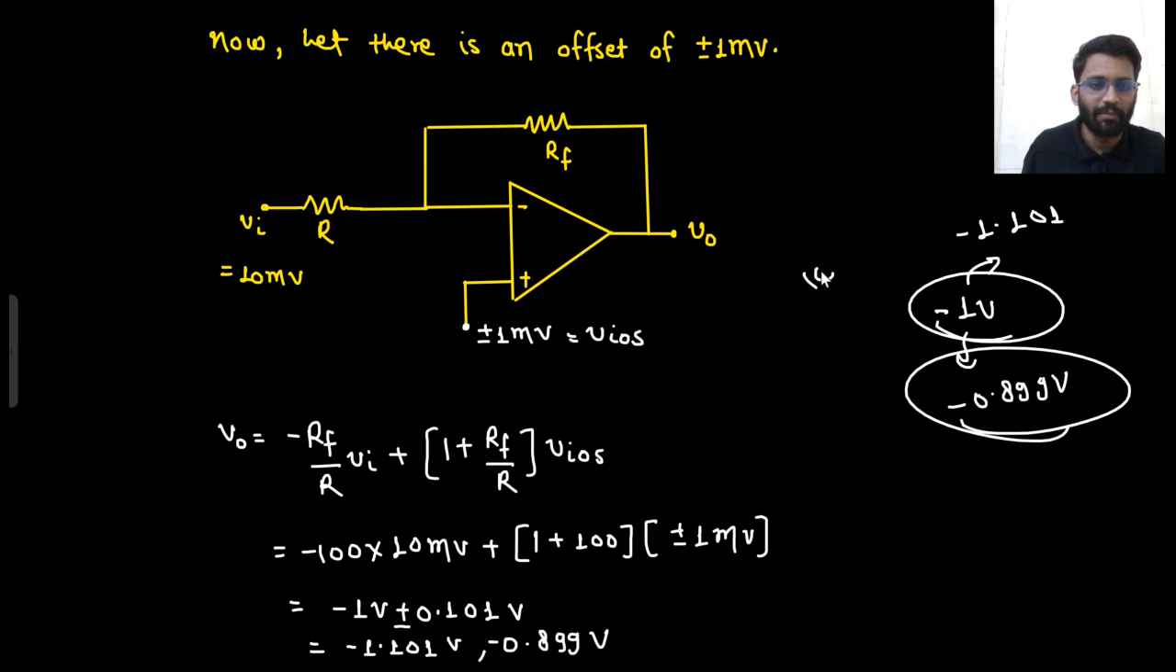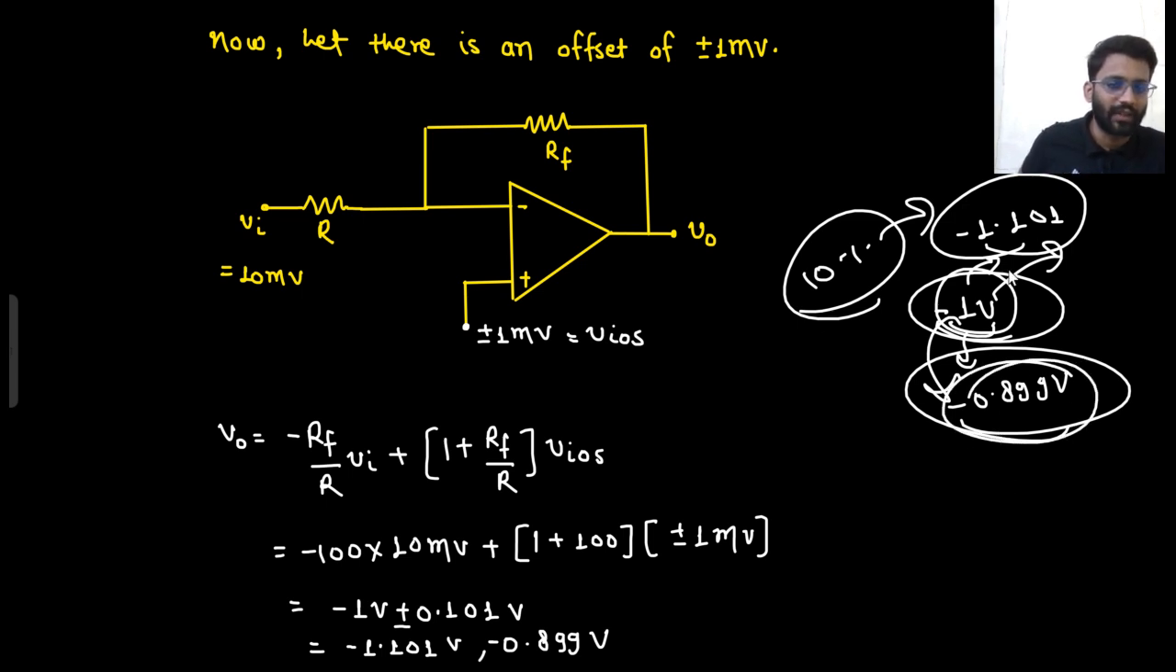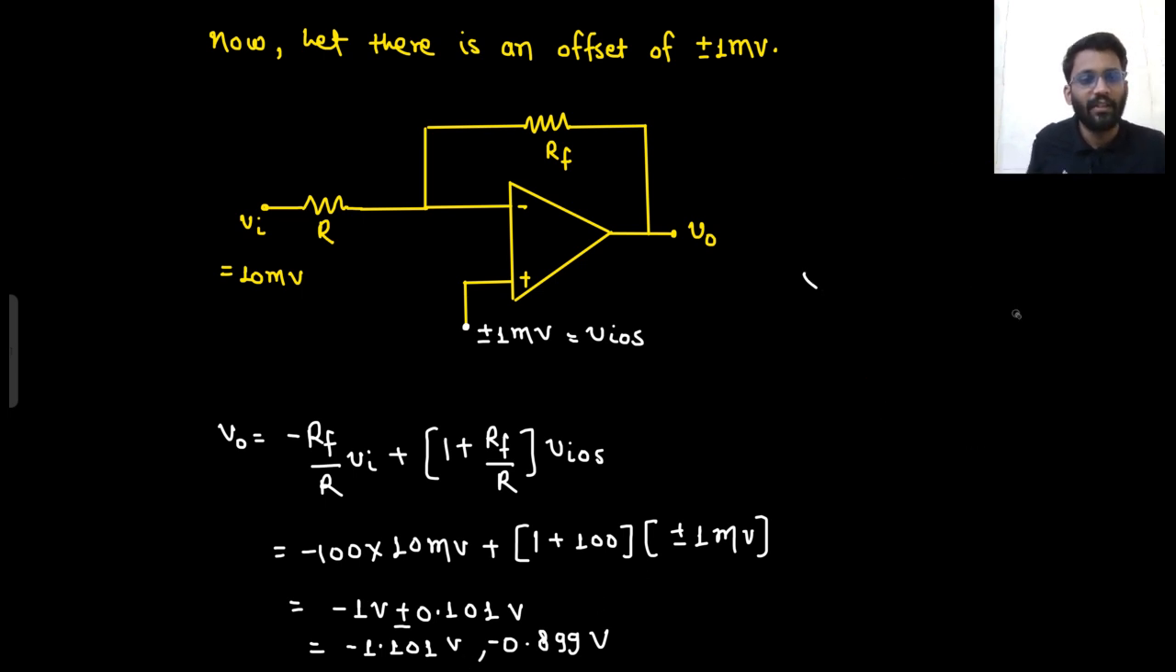1.101. So yes, you can get 10% error in the output. You expected minus 1 volt, but you can get minus 1.101, or you can get minus 0.899. So 10% error can be there. In the output, you are expecting 10% error because of the offset voltage. We analyzed it: because of the offset voltage, your output may vary, right? So this was your input offset voltage.